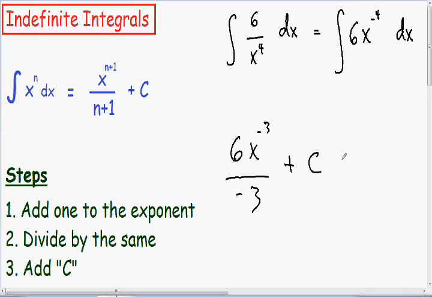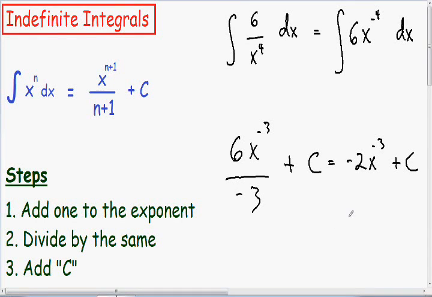The only thing that we have to do is just simplify this as much as possible. Notice how we have a 6 divided by negative 3. And 6 over negative 3 can be simplified to negative 2. Our x to the negative 3 stays the same. And we can't forget about our plus c.